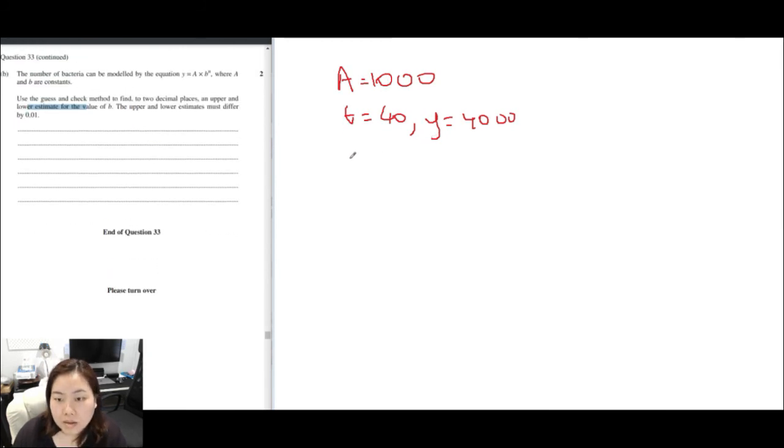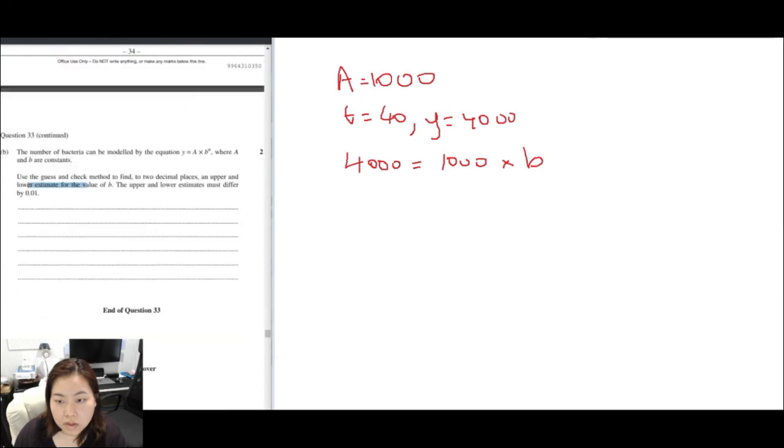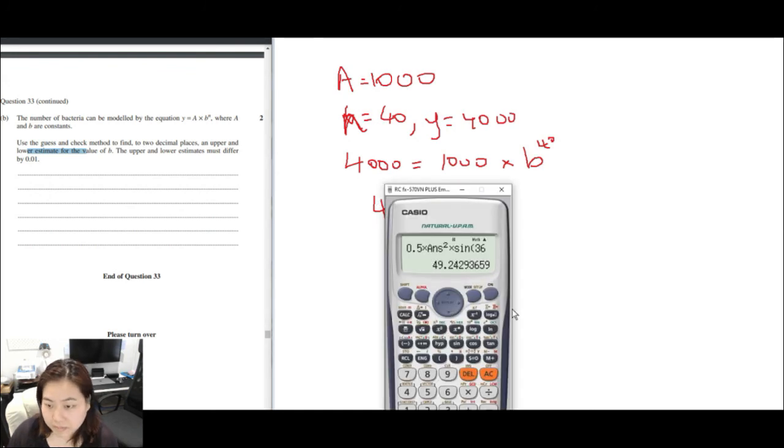Okay, let's start checking. Take 1. 4,000 is equal to 1,000 times b to the, wait, what's n? Oh, n is 40, to the 40. Divided by 1,000, that's 4. 4 is equal to b to the power of 40. So something to the power of 40 is 4. What is that something?